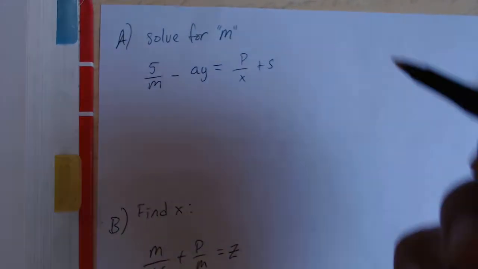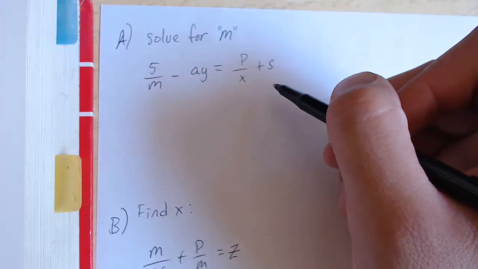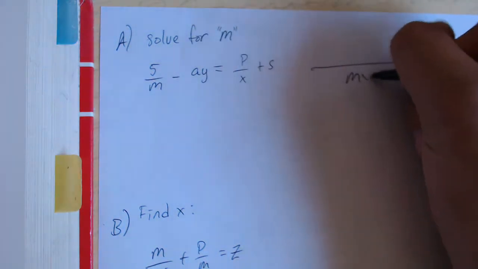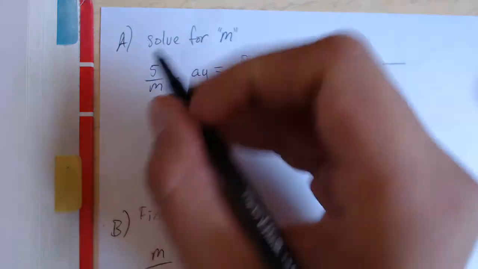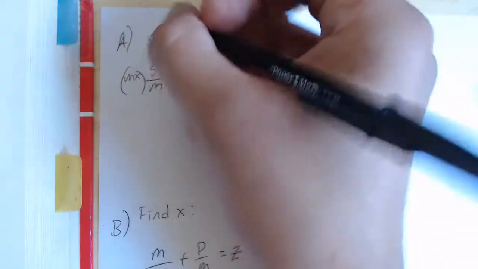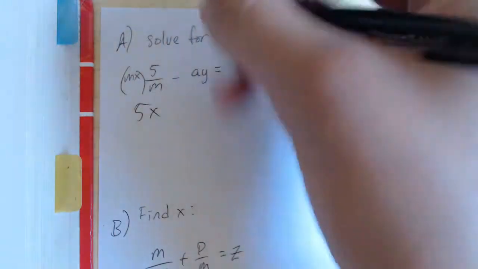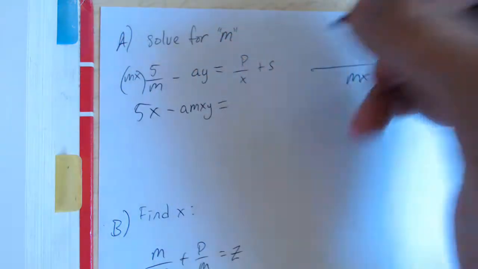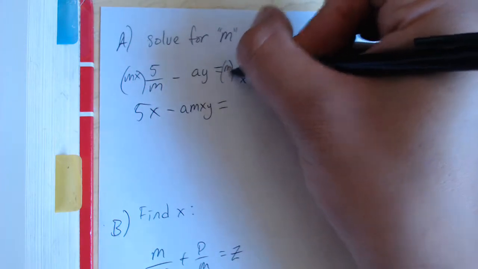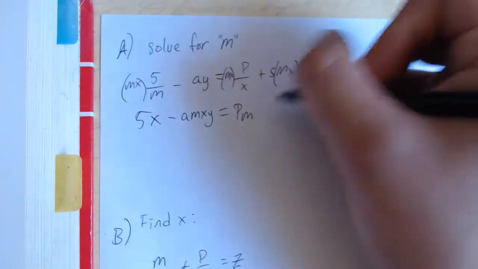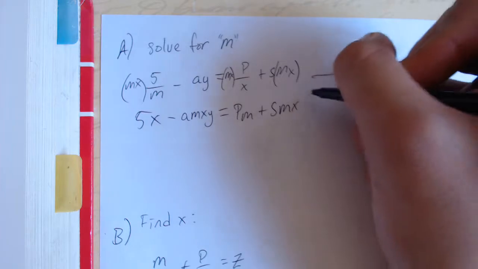So with practice A, we'll multiply the whole equation by the common denominator. We'll see here that the common denominator is just going to be mx. So if we multiply every term by mx, our common denominator, what we're going to get here is 5x. Here we'll get minus amxy. And then here, what we get is just pm. And then here we get smx.